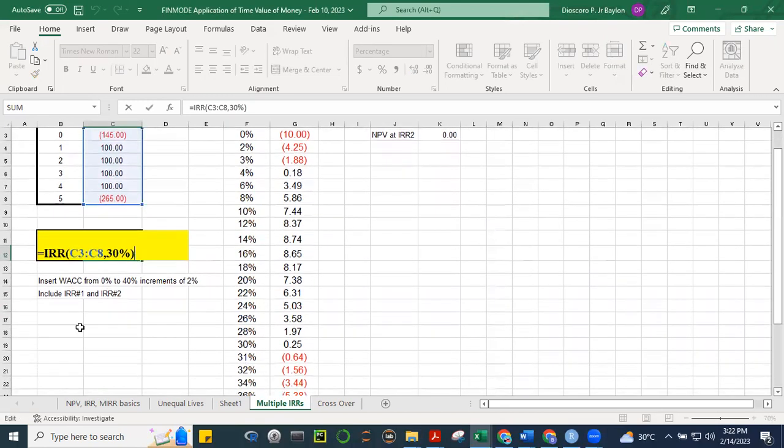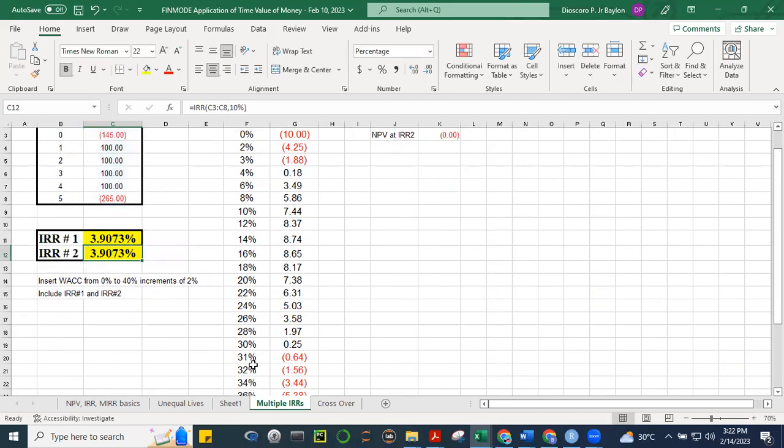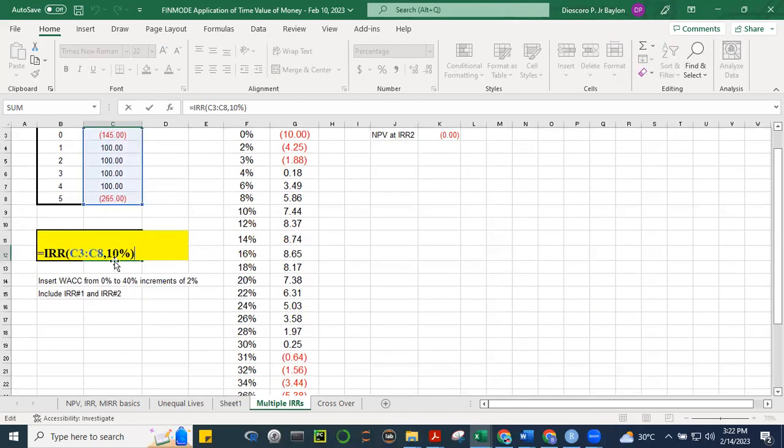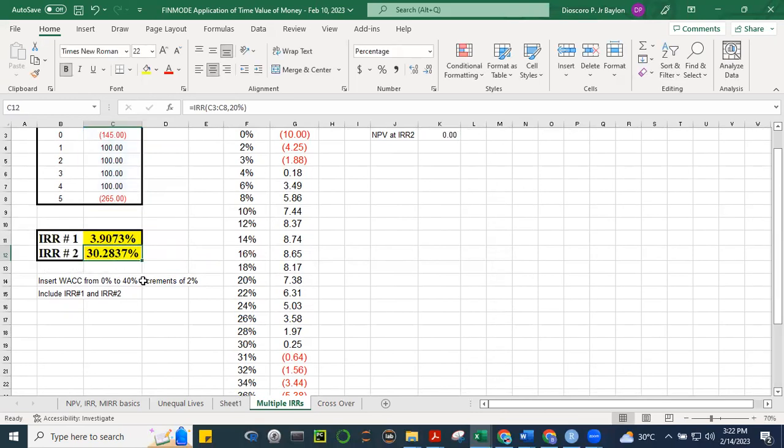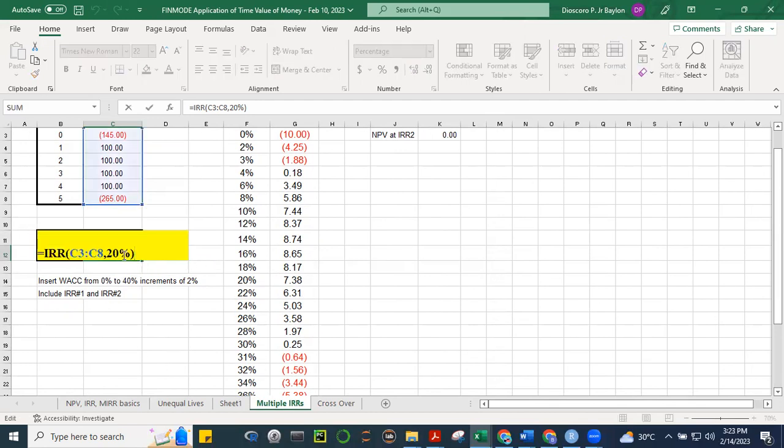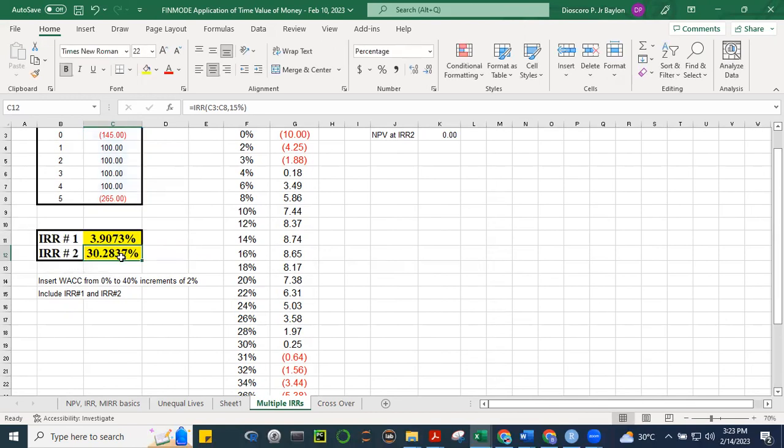Here, the values are all the cash flows, and then the guess. If my guess, for example, was 10%, which is quite far from this one, it still gives 3.9073. So had we not done this, we'd be doing trial and error: if the guess is 20%, it becomes 30.2837. If we make the guess 15%, it's 30 also.